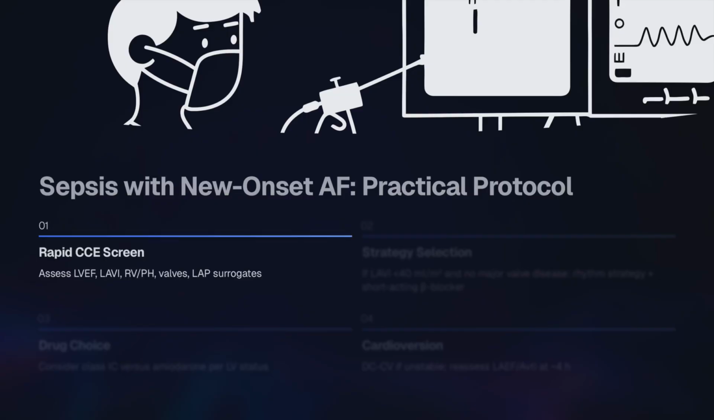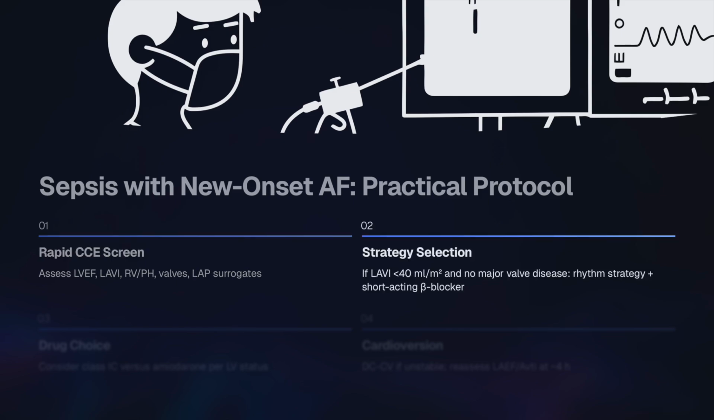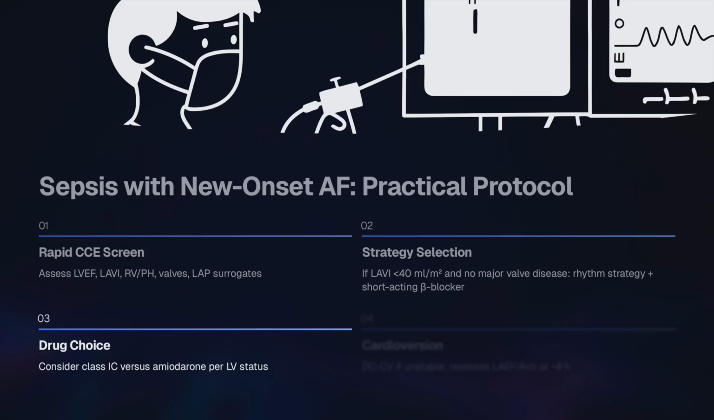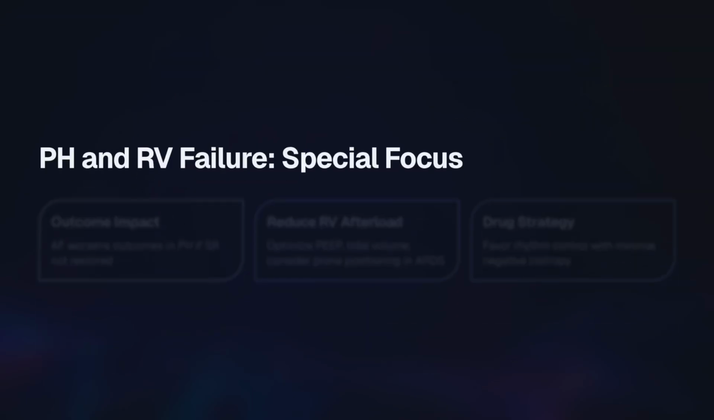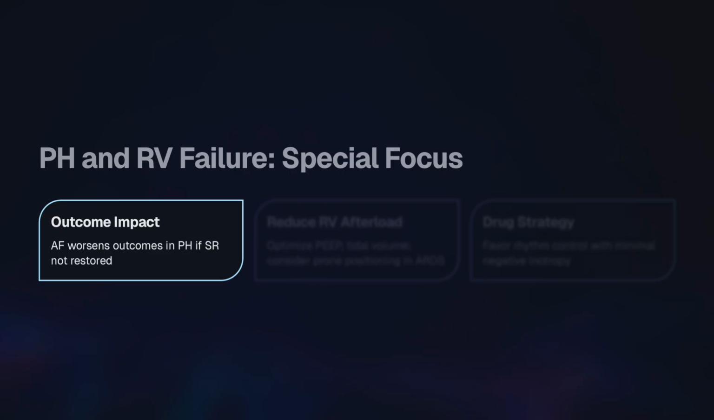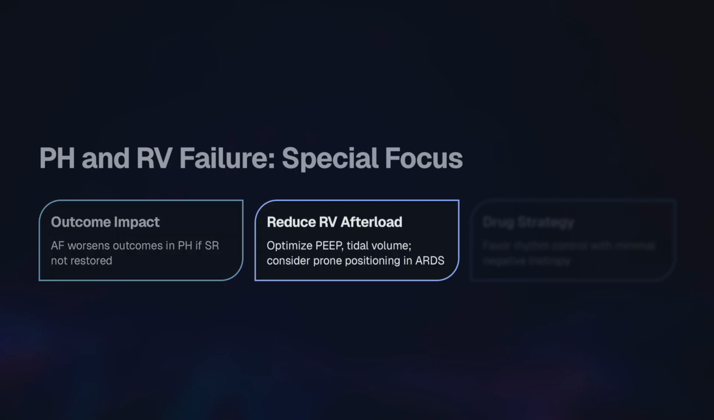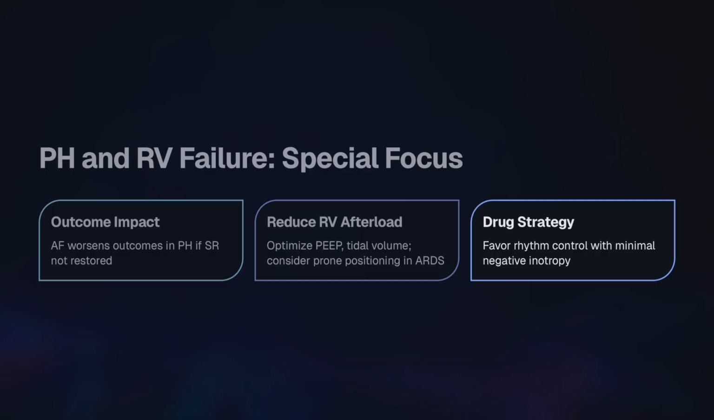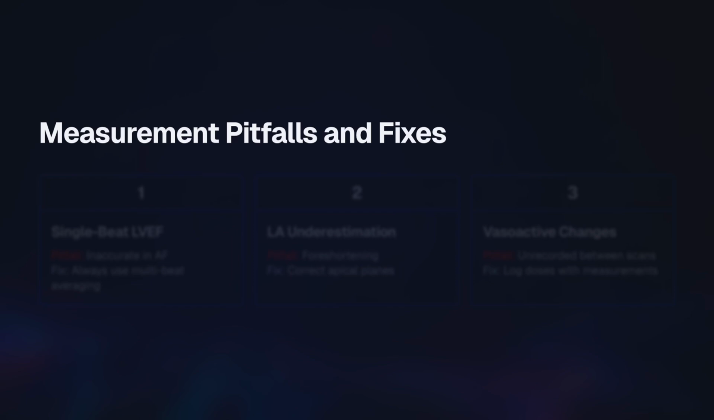Regarding sepsis patients with new onset atrial fibrillation, do a rapid echo, assess the functions, strategize the treatment that you will give, choose your drugs, and go for cardioversion if required. Regarding the patients who have pulmonary hypertension, atrial fibrillation will worsen outcomes, and sinus rhythm is very important. And in this, ventilation strategy is very important. So PEEP, tidal volume, and prone ventilation should be tried. Drug strategy favors rhythm control more and minimizes the negative inotropic impact.